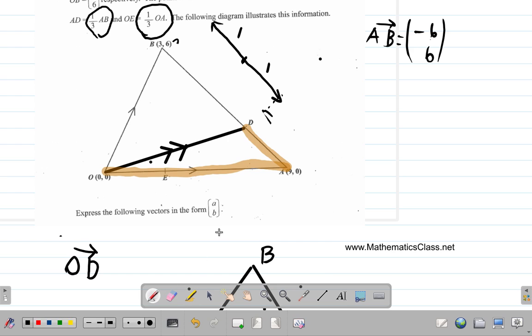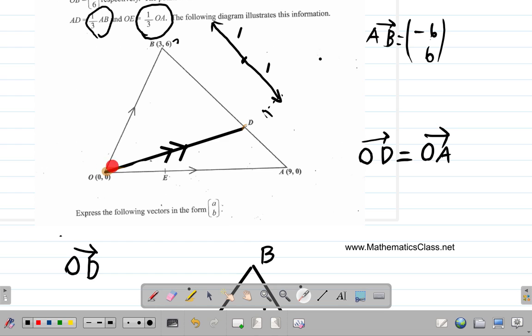Therefore, OD is equal to OA. Remember, here. OD, going from here to here, is equal to OA, going from here to here. Then going from A to D, so you say plus AD. Do you see that?